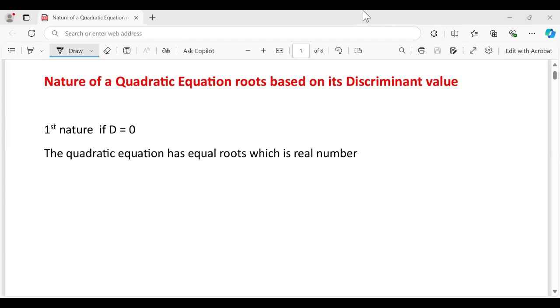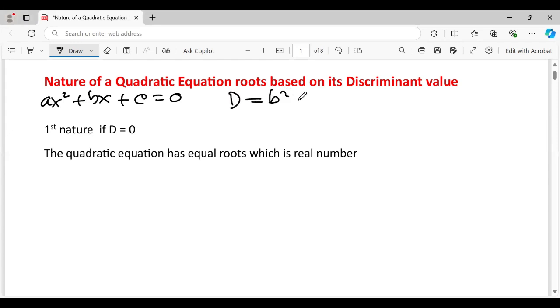I am Mr. Henrik. In this video, I would like to explain the nature of a quadratic equation's roots based on its discriminant value. As you know, a quadratic equation ax squared plus bx plus c equals 0 has discriminant b squared minus 4ac.